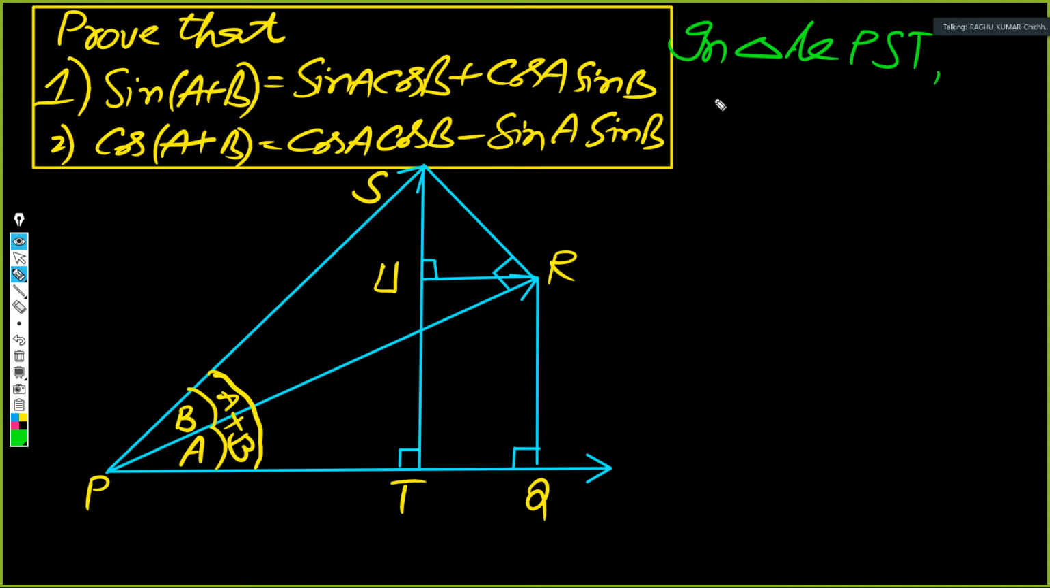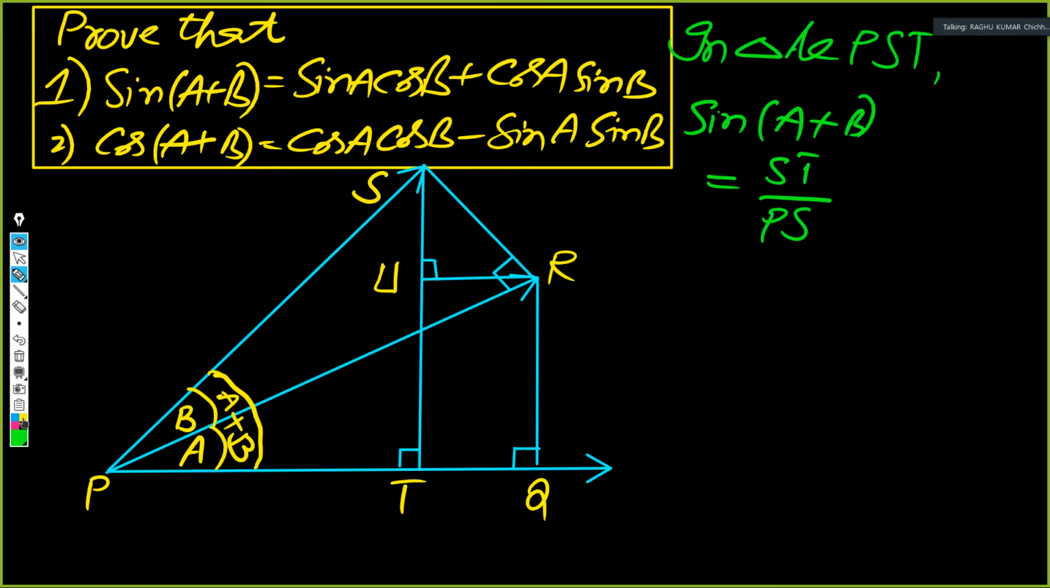In triangle PST, sine of A plus B, because number one I am trying out first, sine of A plus B is equal to, come on, tell me that. ST by PS. Opposite side ST by hypotenuse PS. Correct or not?